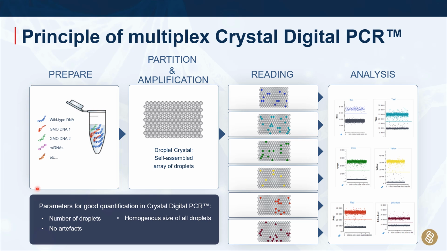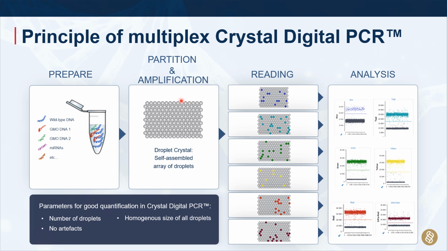We start off with a big bulk reaction of 20 to 25 microliters containing all the various DNA molecules and assays and reagents required for the digital PCR reaction. These are then loaded into the Crystal Digital PCR chips, which are then partitioned, and the reagents subdivided into smaller reactions or droplets.